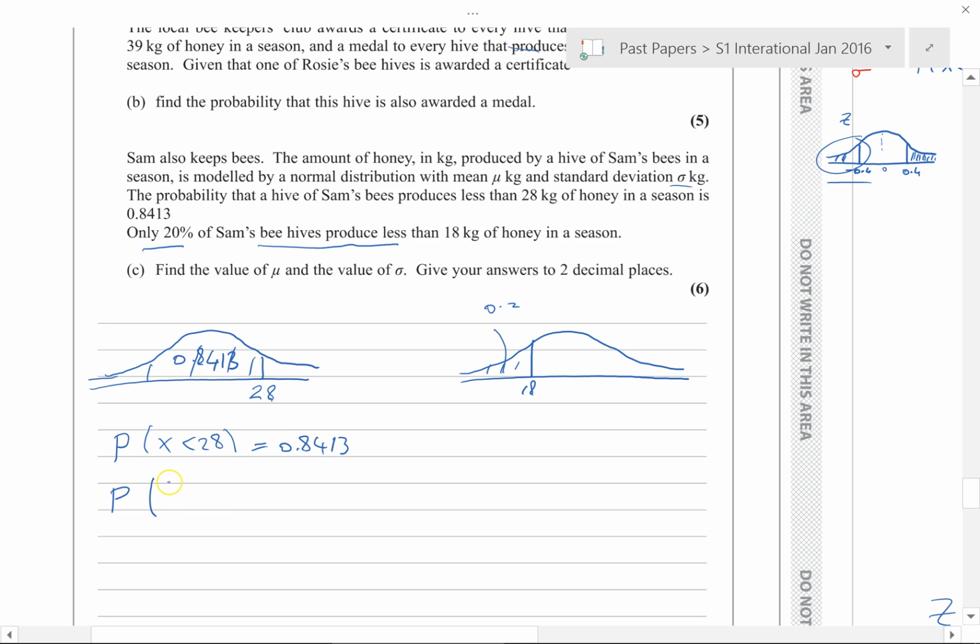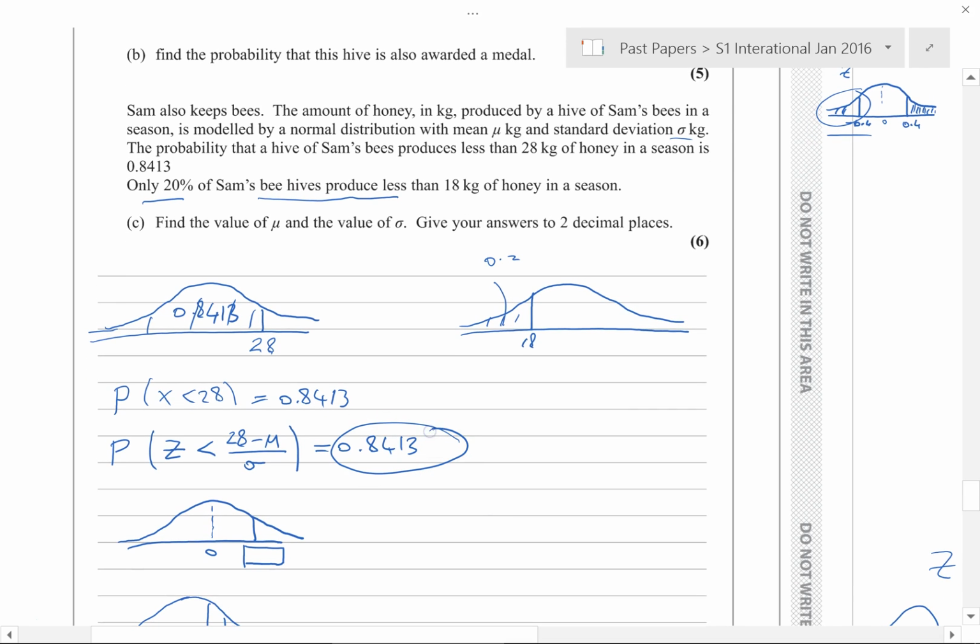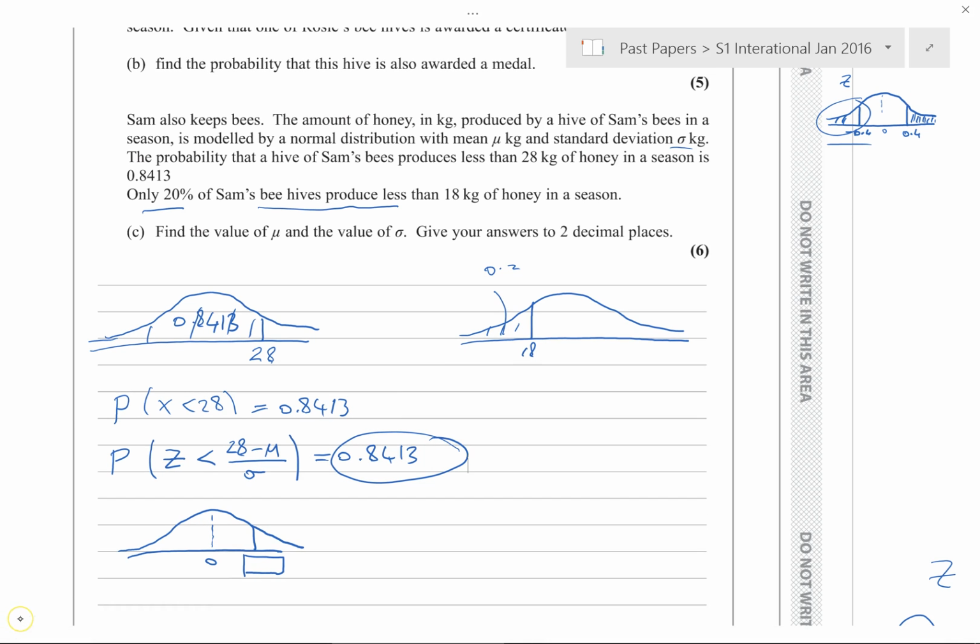So that means that now we can do our transformation. Z is less than 28, take away the mean, divided by the standard deviation, which is also unknown, is equal to 0.8413. Right, now what is very important that we see here is when we move to the Z value, we want a positive Z value because we're to the right. We've got a 0 here, so we want to find the appropriate Z value which represents 0.8413.